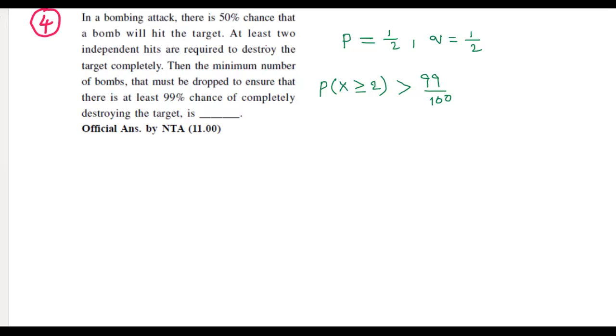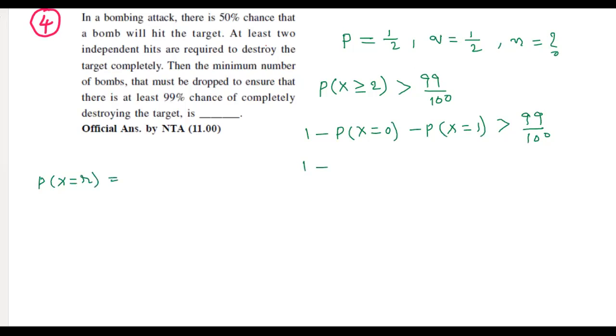Now, I am going to use the reverse method. P(X ≥ 2) we can write as 1 minus P(X = 0) minus P(X = 1), which is greater than 99 by 100. What is n here? n is the question mark. We need to find how many bombs are required. Now 1 minus P(X = 0) means, what is P(X = r), the formula?